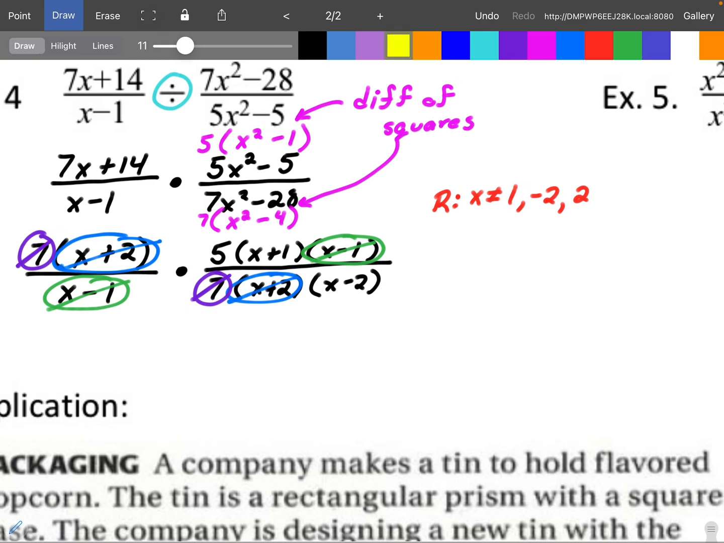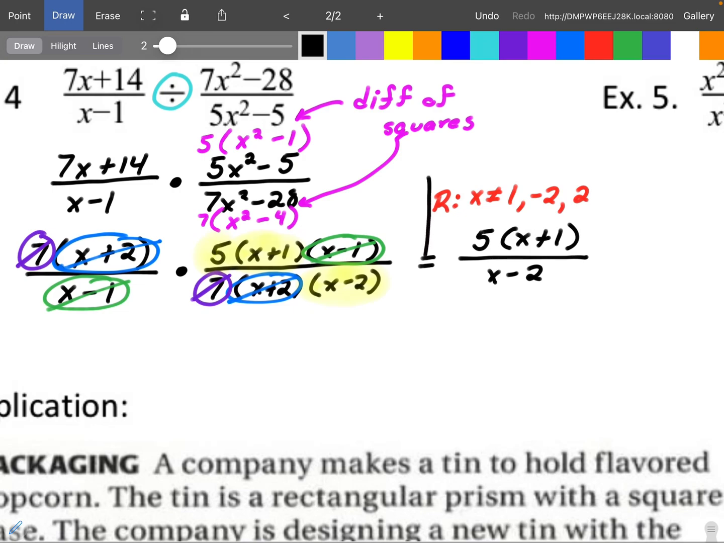So the only thing that I actually have left is I've got the 5 on top. I have an x plus 1 on top. So that gives me my numerator for my answer. 5 times x plus 1. Now for the denominator, the only thing I have left is this x minus 2. So that goes in the denominator of my answer. And since it's the only factor that's left, I don't have to have parentheses there, but I can if it makes me feel better. So I have my restrictions and my simplified answer.